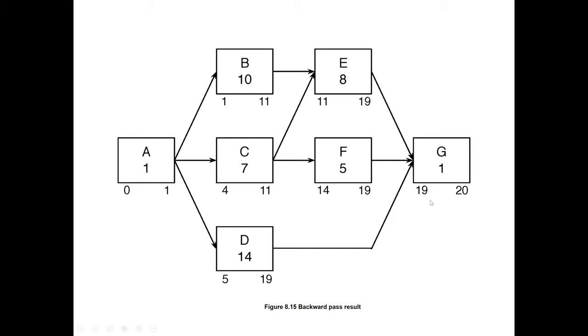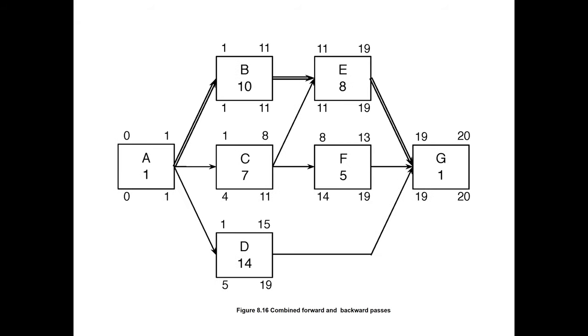So this is the backward pass, and it gave us all the late start and late finish times of all the activities in the network diagram. We always start from the final, last activity and come back. For the forward pass, we start with the first activity and go right; for the backward pass, we start from the last activity and come back. So we have created the forward pass and the backward pass. In this diagram, all the forward pass and backward pass for all activities are shown.